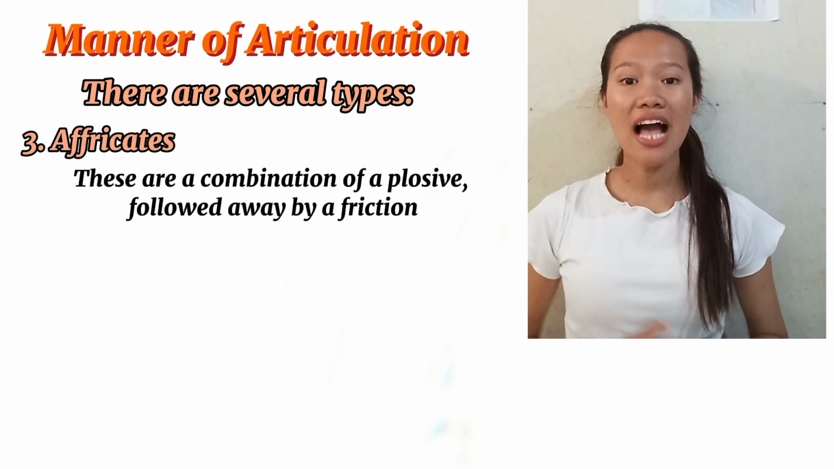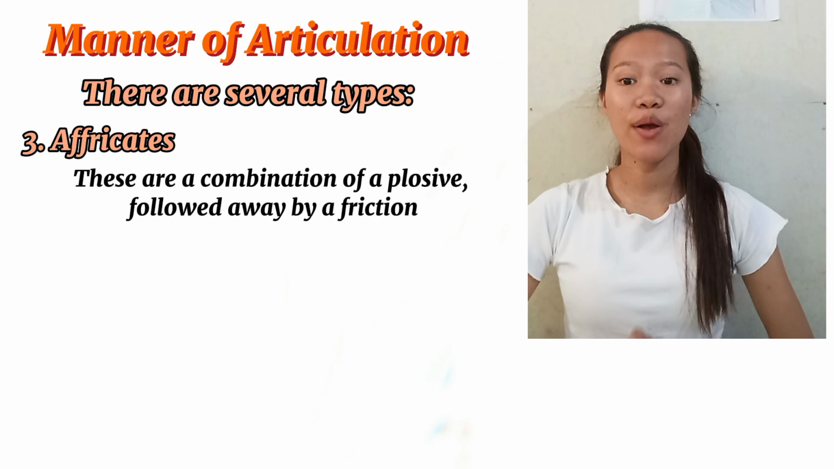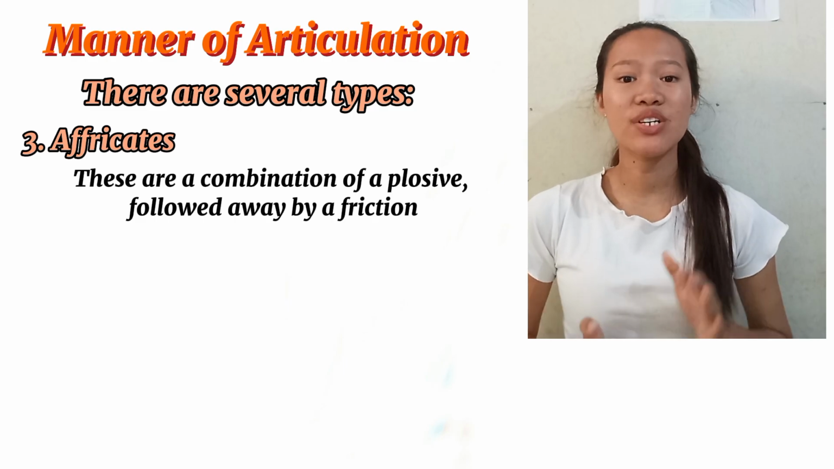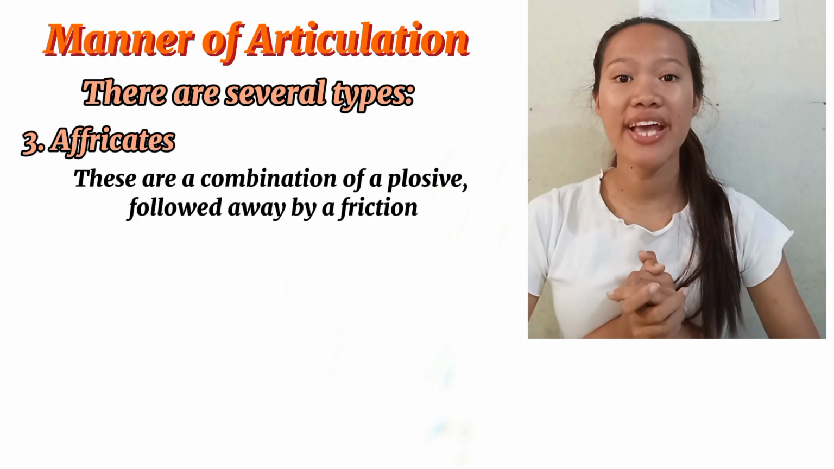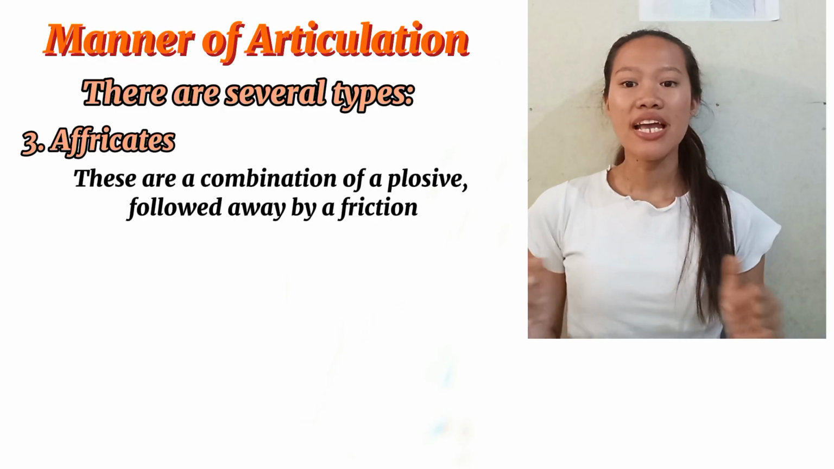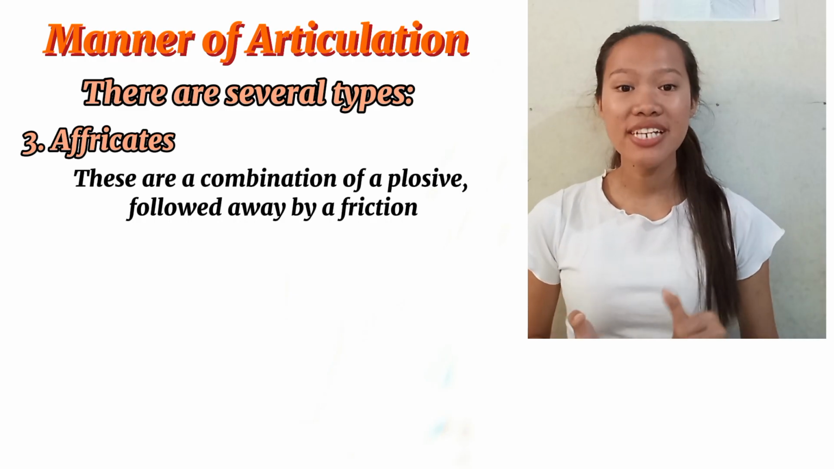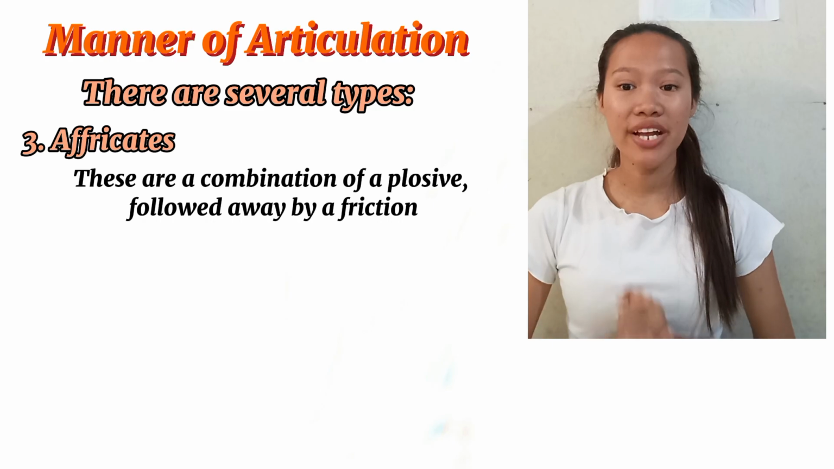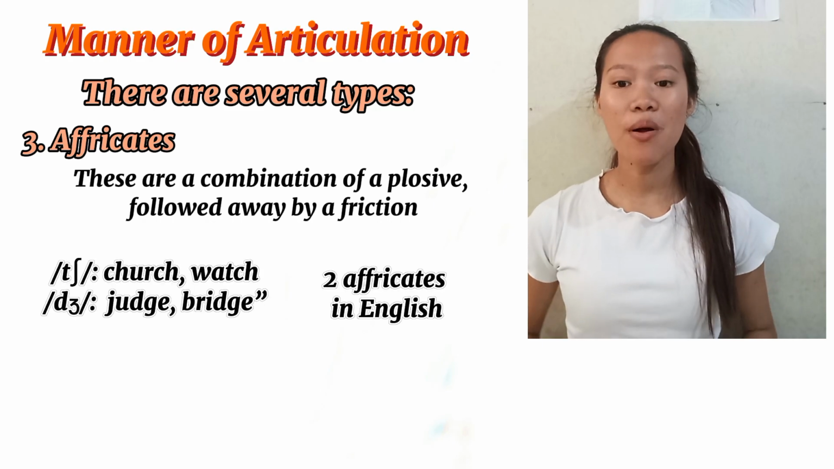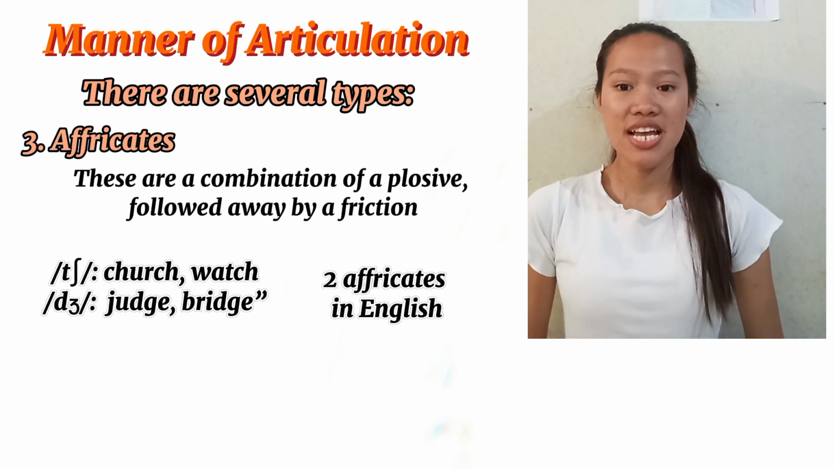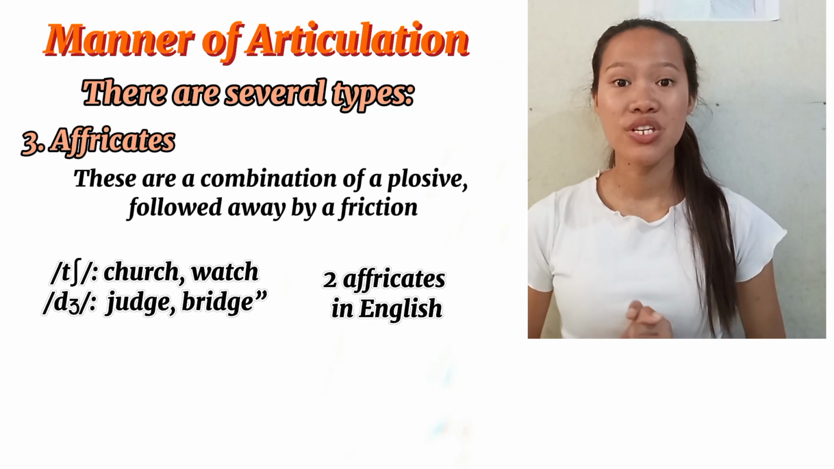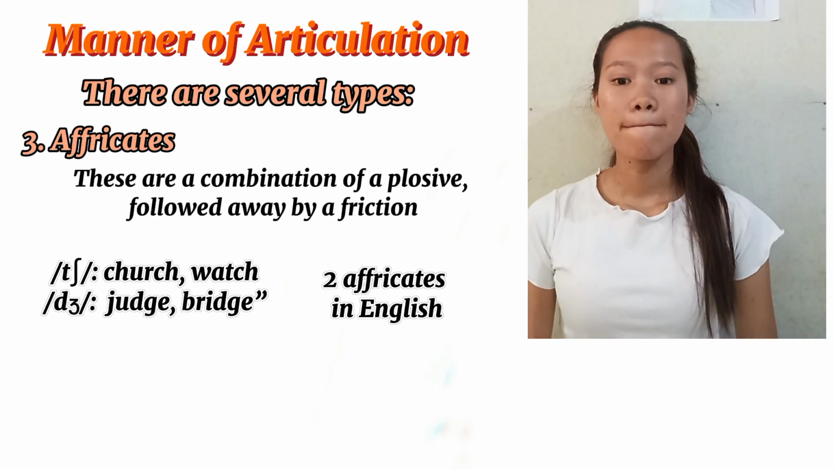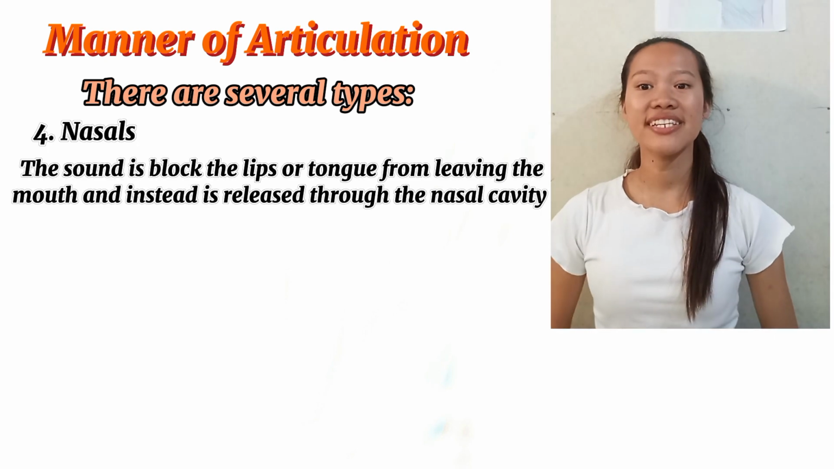So next is affricates. Affricates are special sounds that start like a plosive by completely blocking the air, but release like a fricative, letting the air pass through a narrow space and causing friction. In other words, it's a combination of a plosive and fricative in one sound. For example, ch, church, watch, judge, bridge.